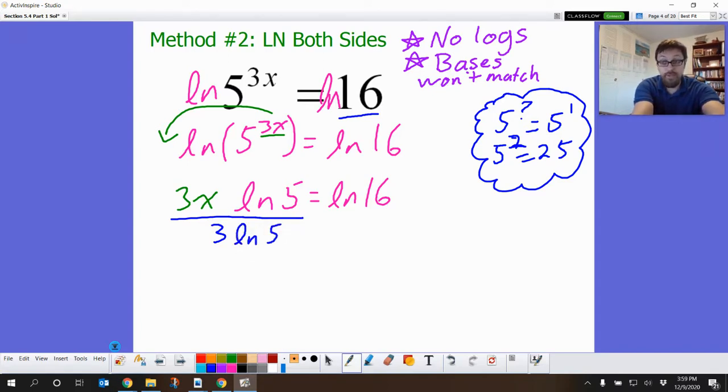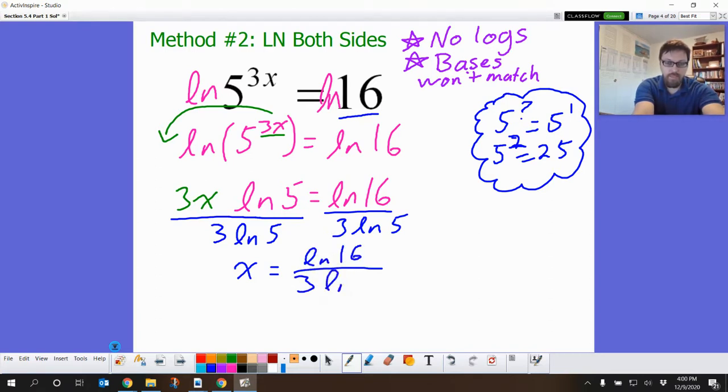If you type it into your calculator, you get a number. So it's just a number. We're going to divide this also by 3 ln of 5. So x equals the ln of 16 over 3 times the ln of 5.